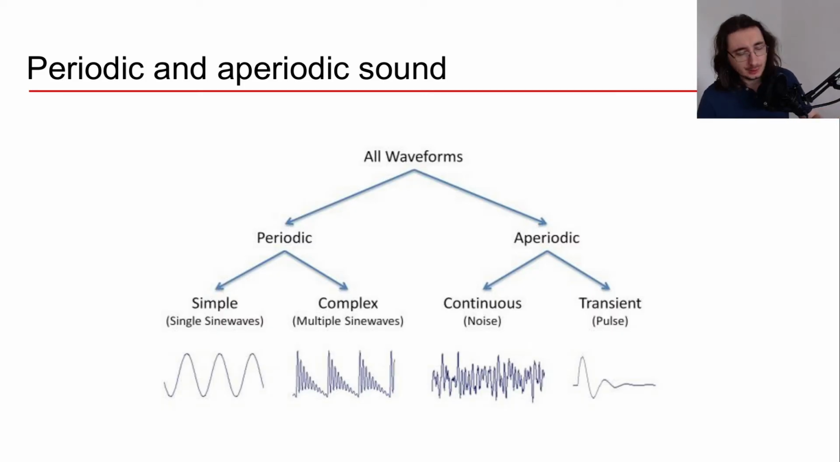Then we have aperiodic sound. Obviously, the name here is a clear hint. So with aperiodic sound, we don't have periodicity in the audio signal. And we can differentiate between two types of aperiodic sounds, continuous and transient. So continuous aperiodic sound is just noise. Basically, you have a jumble of points as a waveform, which don't follow any pattern whatsoever in the air pressure. It's just some random points sampled on the air pressure axis.